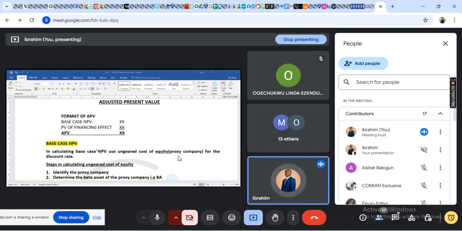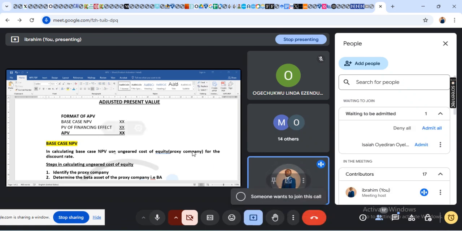You can see you're only looking for two items, but you have to do a lot of calculations, right? The base case NPV will be there. Then now the PV of financing effect. That is all sources of finance we are talking about, both the equity and debt.